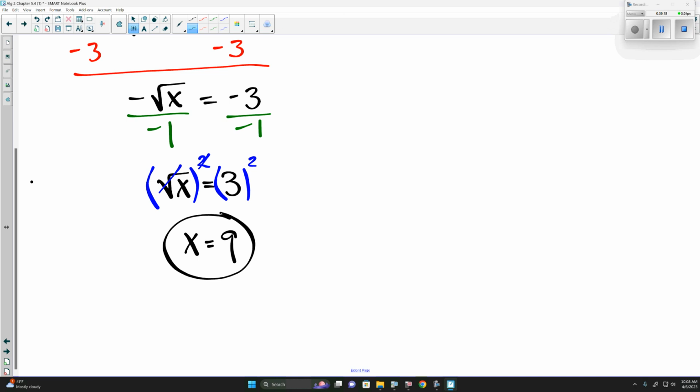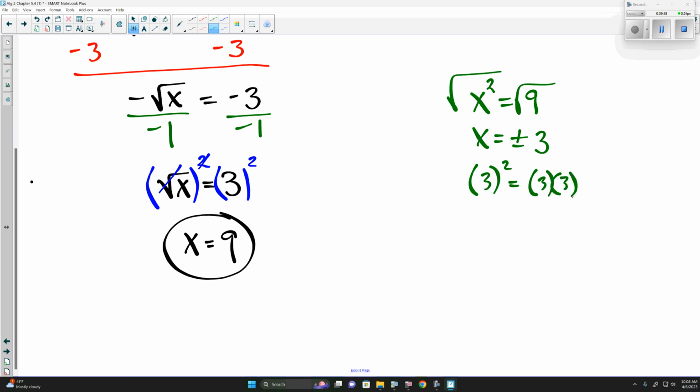And that's it. Now, we don't add the plus or minus because whenever we square both sides, we just have one number. Because when we talk about the square root, when we use the square root property, we said x squared is equal to 9. Square root both sides, we said x is equal to plus or minus 3. And the reason for this is because 3 squared, positive 3 times positive 3, is 9. Negative 3 squared, which is the same as saying negative 3 times negative 3, is still positive 9, yes?